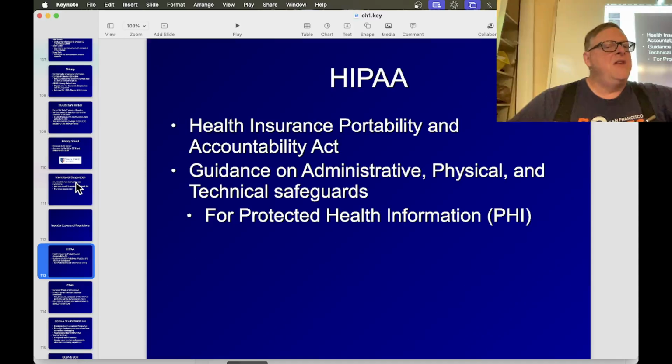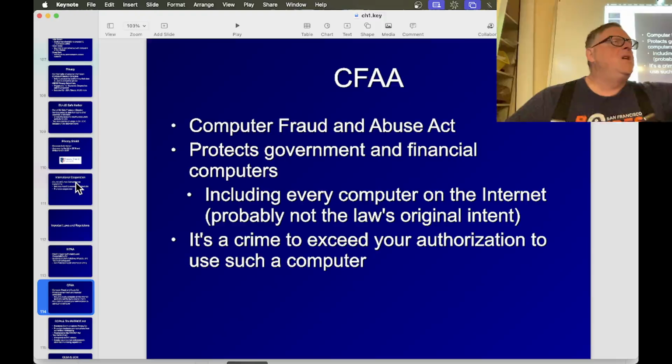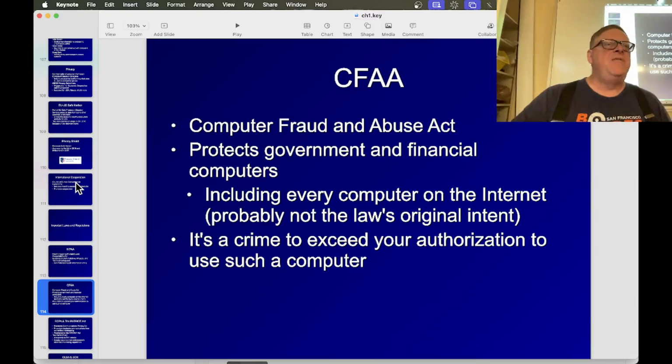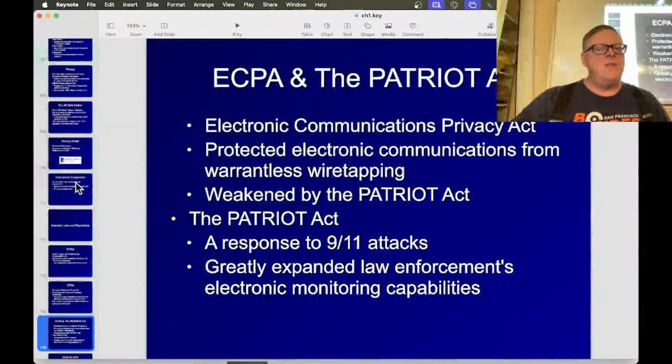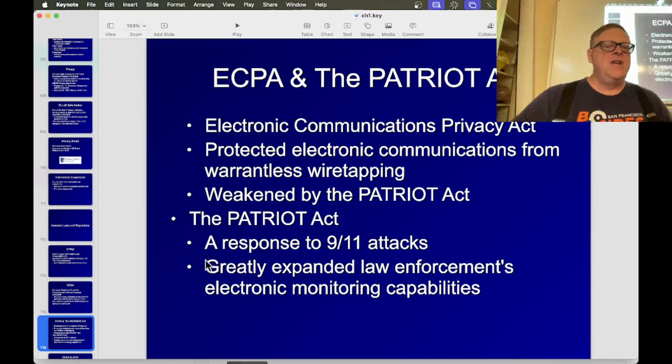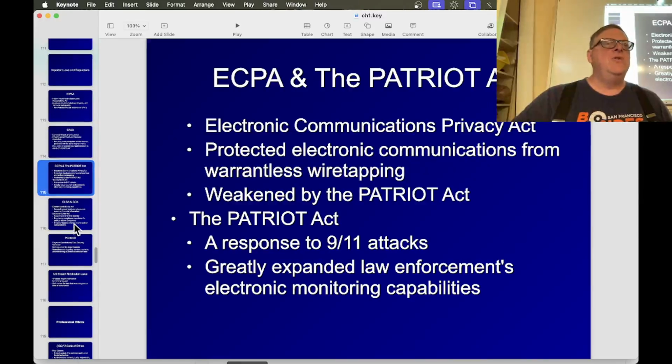HIPAA is the one to handle health insurance information, limiting how it can be handled and encrypted and such. CFAA is the one hackers are mostly prosecuted under. It protects government and financial computers. It's a crime to do anything on a server that exceeds your authorization. That's pretty vague, and it turns out this is what most hackers are charged with, CFAA violation. The Electronic Communications Privacy Act protected these from warrantless wiretapping, but the Patriot Act, after 9/11, greatly removed most privacy protections in America, so the government can pretty much get their hands on anything, and it keeps on being renewed, the Patriot Act.